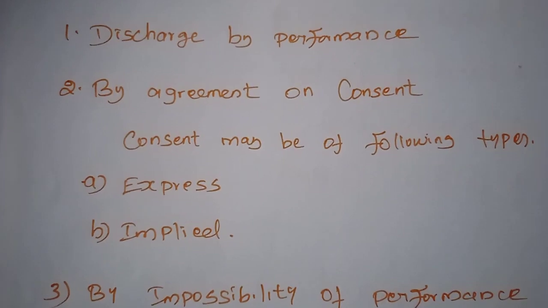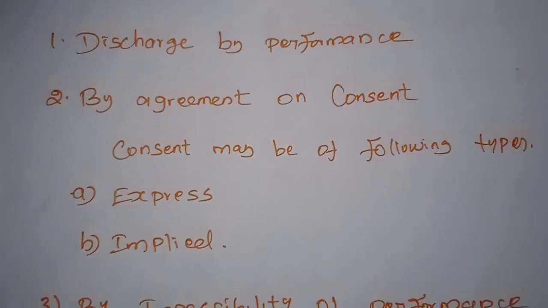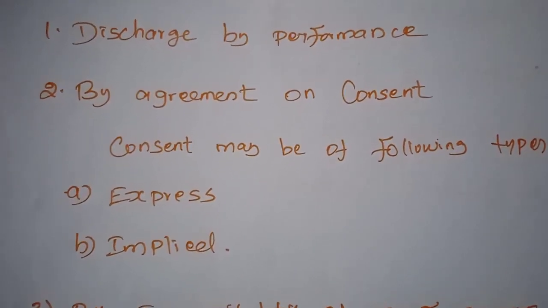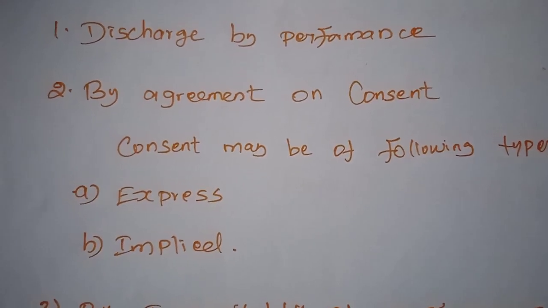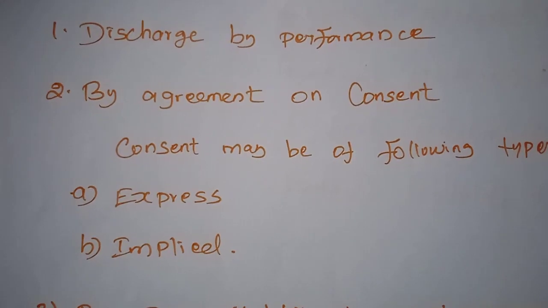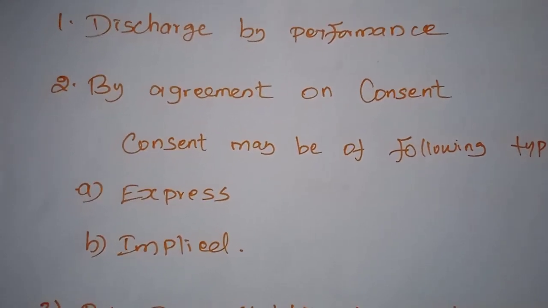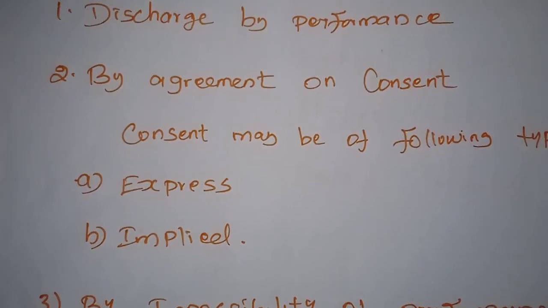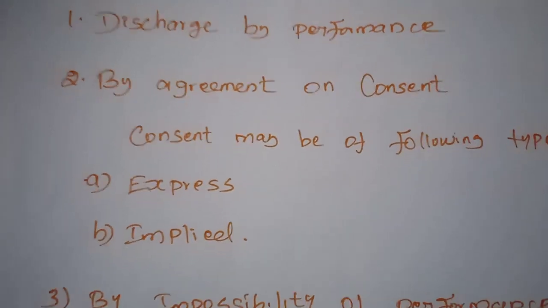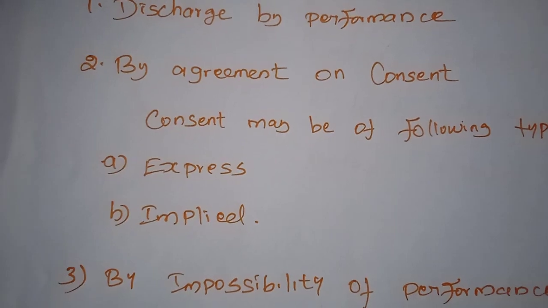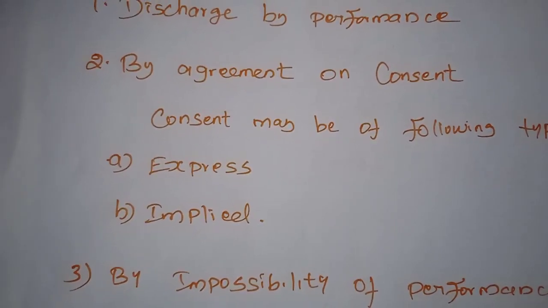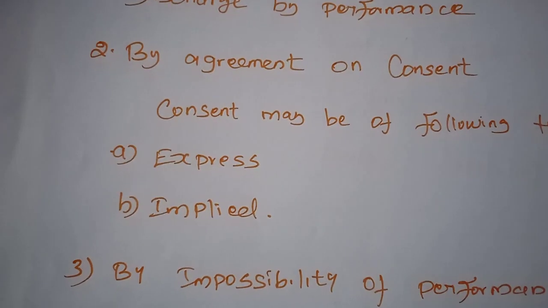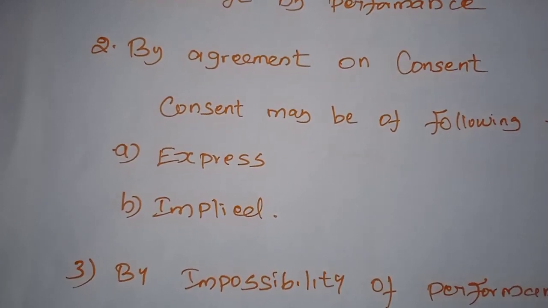The next mode of discharge of contract is by agreement or consent. The agreement between the parties comes to an end by mutually agreeing to it. Any contract is created by an agreement, hence in the same way it can be discharged by an agreement. We make an agreement to fulfill a task, and sometimes both persons may back out of fulfilling it, and if they think there is no need to fulfill it, they can terminate the contract, and both of them come to an end.